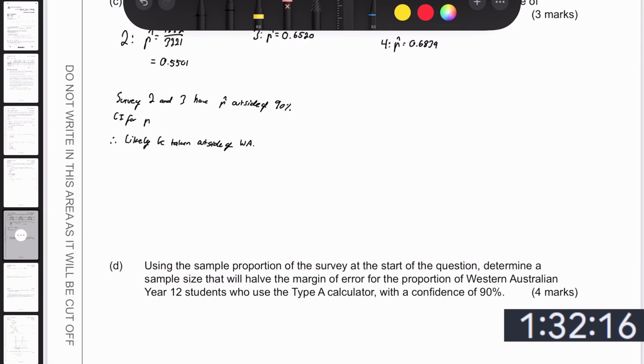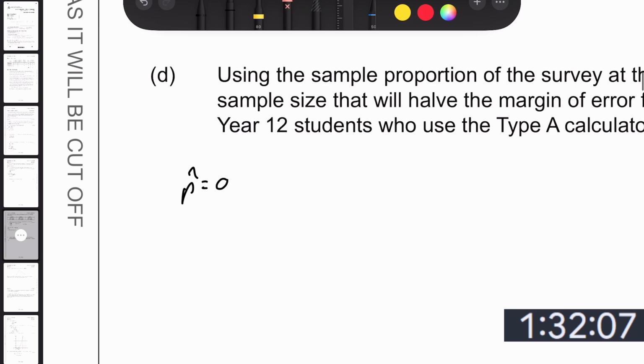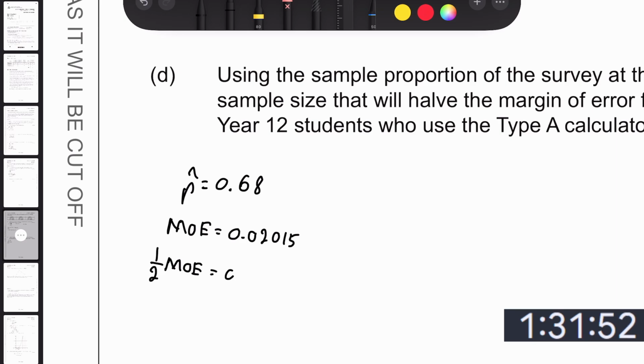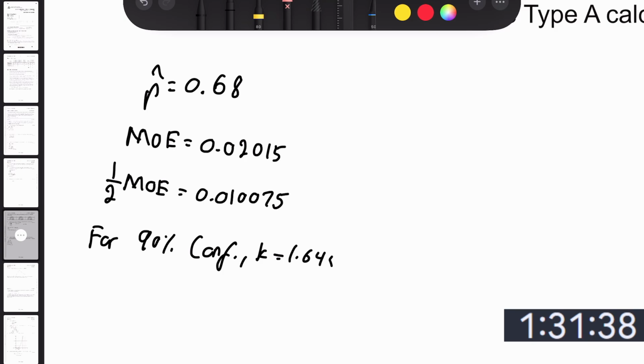Using the sample proportions, determine the sample size for half the margin of error for the proportion. Let's have confidence of 90%. Okay, my sample proportion was 0.68. My margin of error was 0.02015. Therefore, my half margin of error is going to be, put this in the calculator, 0.01075. Then again, for 90% confidence, K is equal to 1.645.